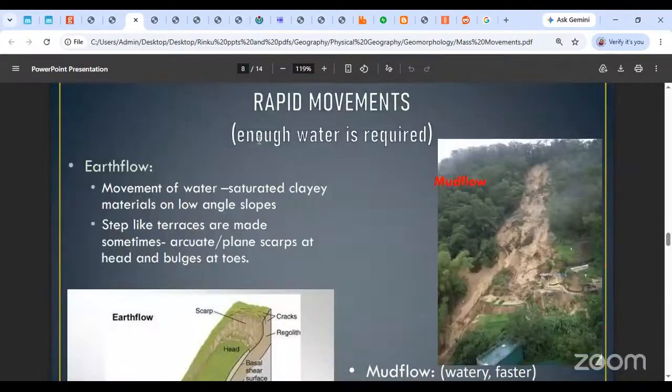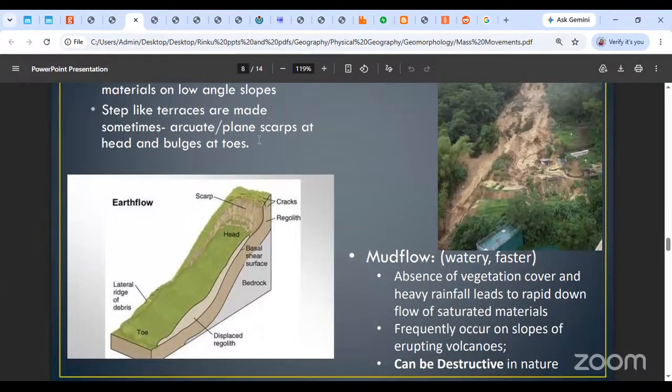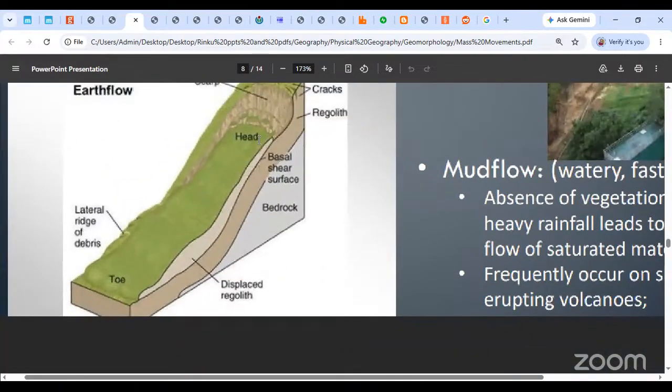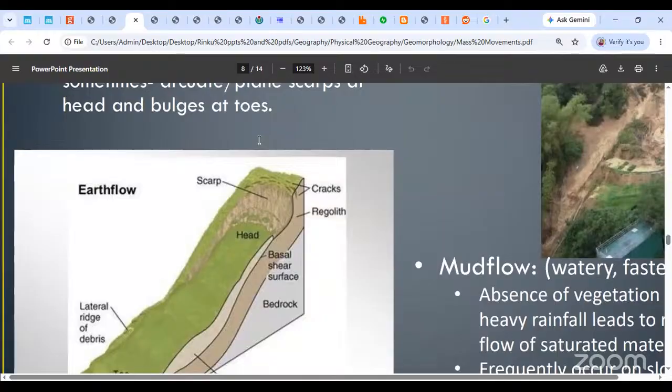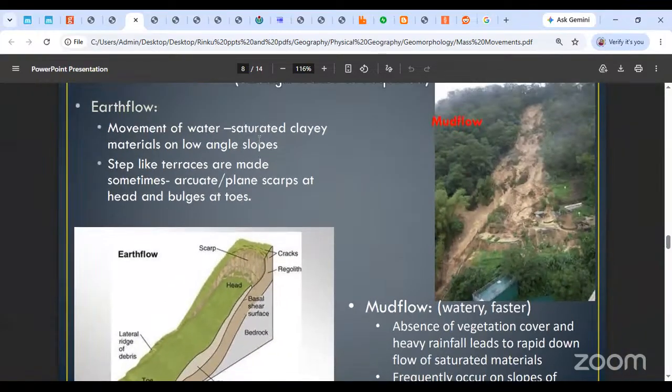Now we are done with all kinds of slow movements. Now we are looking at rapid movements, where enough water is required. For rapid movements, you will require water. There are those movements where you do not require water, but those we will include in landslides, not in this. We are checking out movements that will require water. This is earth flow. This figure is that of an earth flow, where the earth is flowing. There is movement of water.